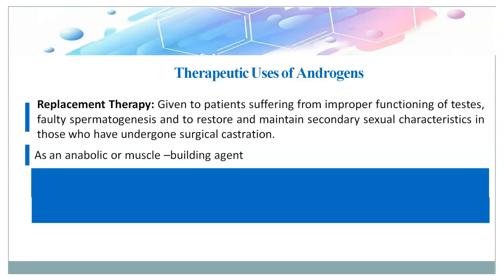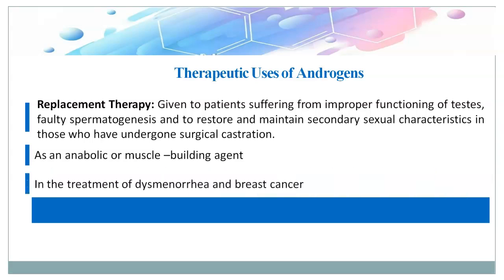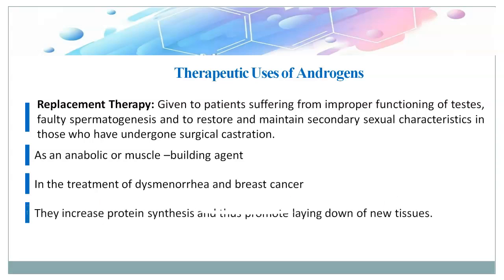The second one is that it can be used as an anabolic or muscle building agent. It can be used in the treatment of dysmenorrhea and breast cancer. And the last one is they increase protein synthesis and thus promote laying down of new tissues. So all these are therapeutic uses.